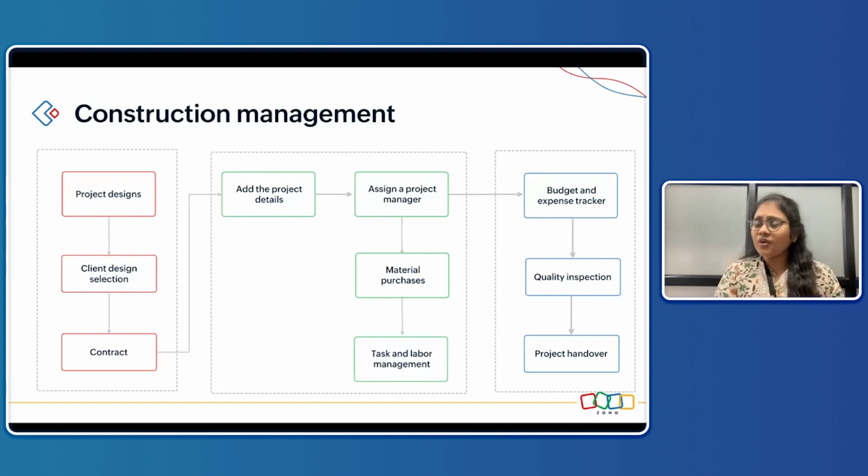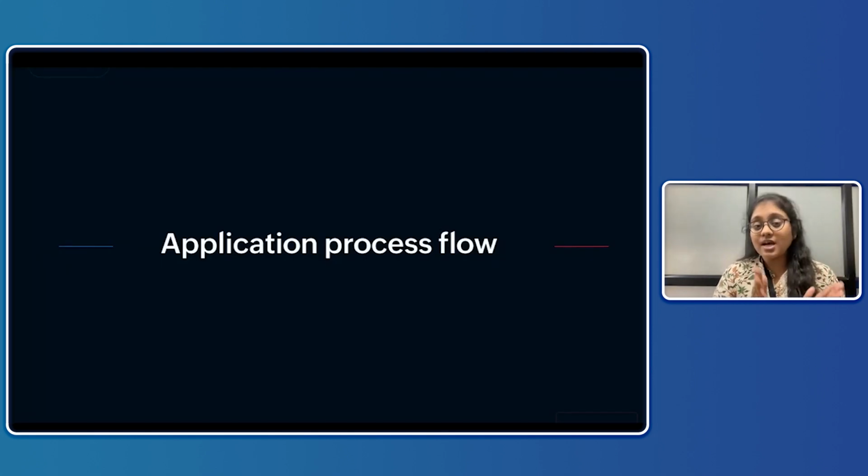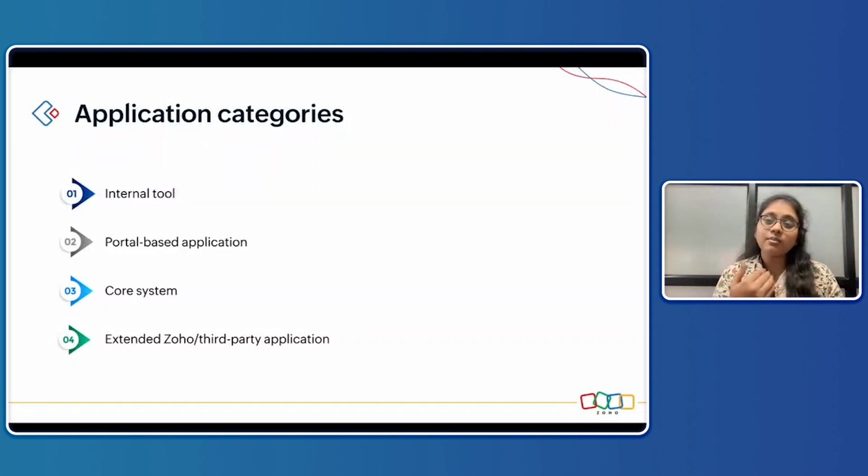So now, how can Creator help in providing automation to this process? That's what we are going to discuss in this application process flow. So before we discuss the application process flow, let me give you a quick overview of what application categories Zoho Creator applications fall into. All the applications that we build on Zoho Creator fall under one of four categories or a combination of all these categories.